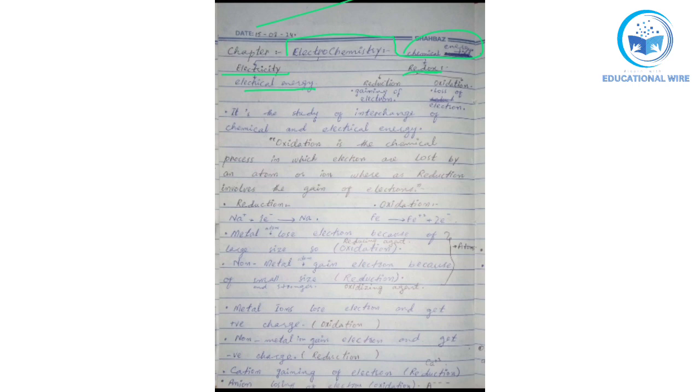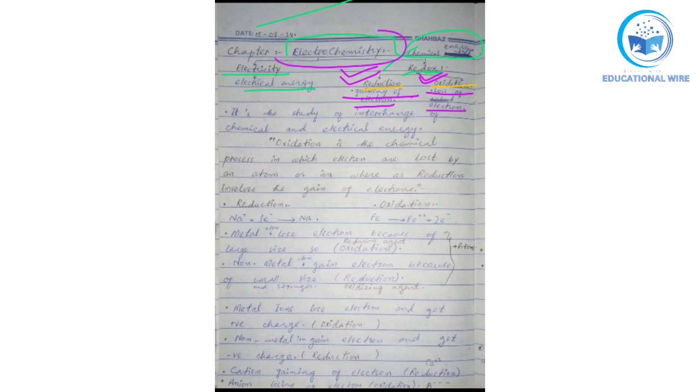First of all, we will talk about the redox reaction. In the redox reaction, we have two further parts. One is called reduction and another is called oxidation. So let's know reduction and oxidation first. Reduction says that it's the gaining of electrons. Where we gain electrons, it's called reduction. And where we lose electrons, it's called oxidation.